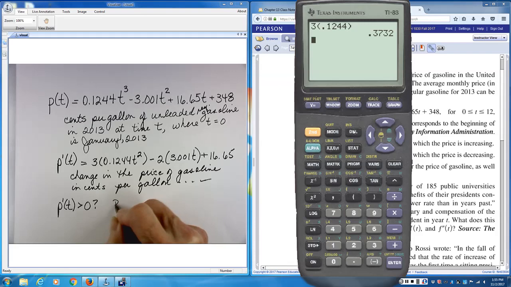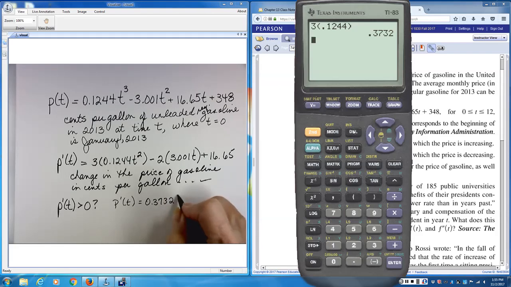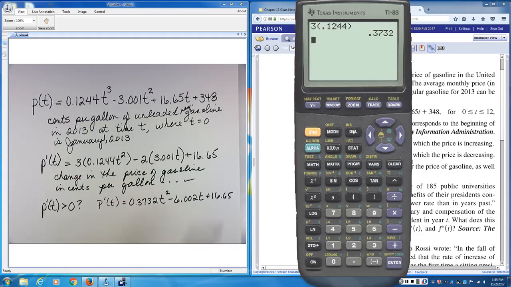P prime of t is going to be 0.3732 t squared minus 6.002 t plus 16.65. We know that the derivative is positive on one side of where it's 0 and negative on the other side of where it's equal to 0.